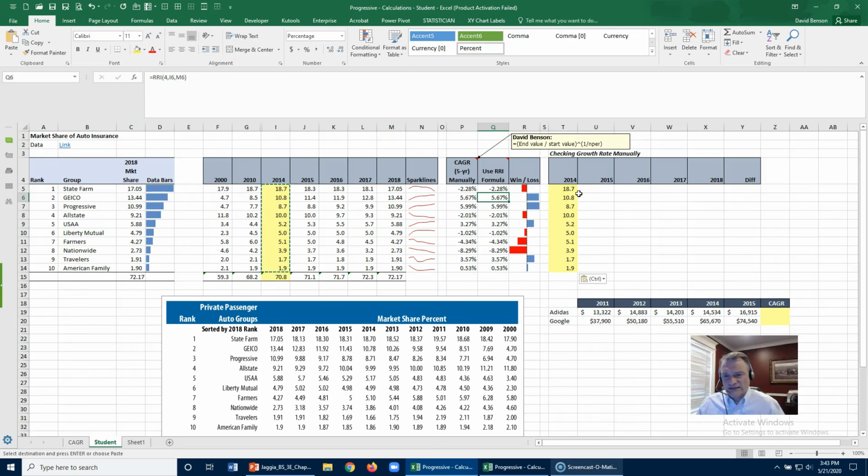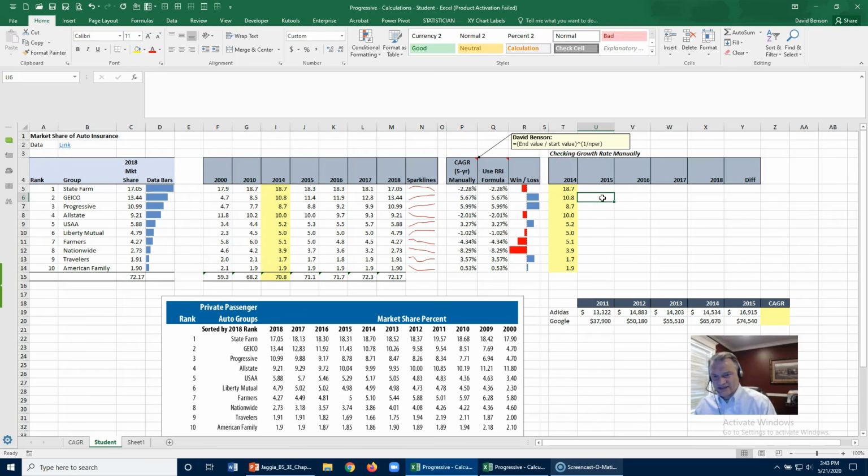if we've done this correctly, if I have it grow at 5.67%, and Excel's going to take it to 16 decimal places, then starting at 10.8, I should get this 13.44 in 2018. Okay, so I'm going to say this is equal to 10.8 times 1 plus the growth rate, this 5.67%.